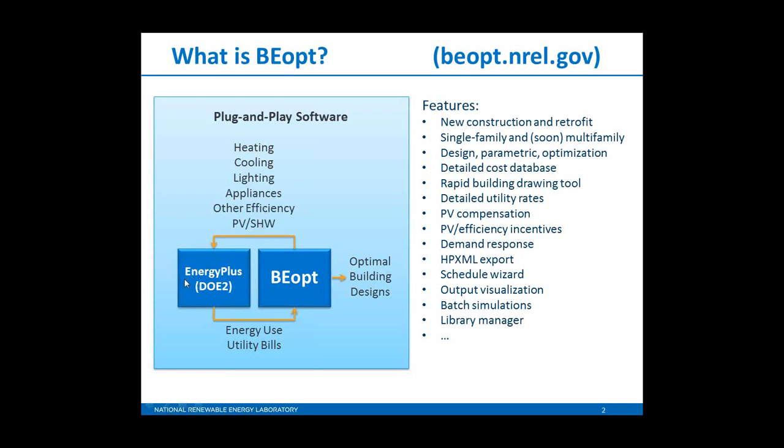Based on the weather file that you choose, it'll come up with your energy use as well as your utility bills. And that information will come back to BEopt. And when BEopt is running in optimization mode, it'll use that information to then say, all right, from all these different building components that you wanted to evaluate, this is an optimal building in terms of cost and energy savings.